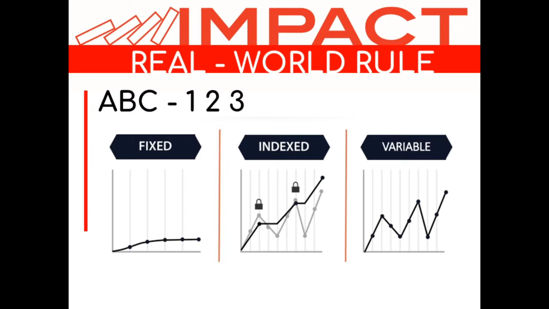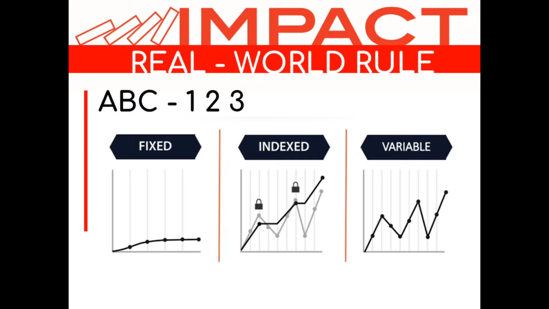Then you have an indexed account that has a floor and a ceiling strategy, where if the market is up 20%, it would hit a ceiling somewhere between 12 and 15%, and that would be the maximum that someone would earn that year. But then if the market was negative 20, the worst that they would do is 0%.